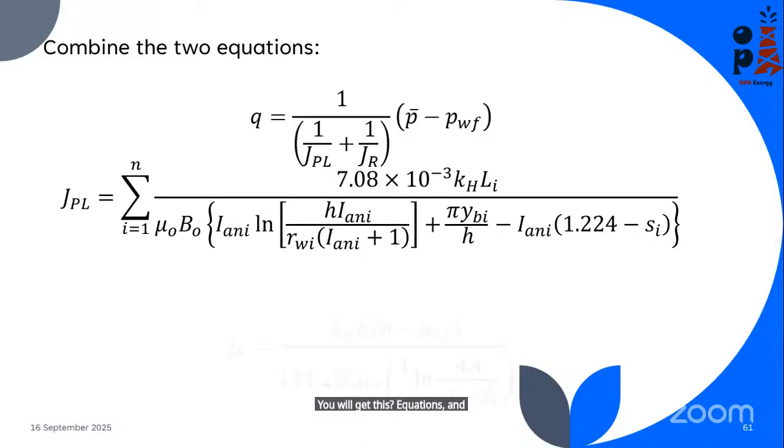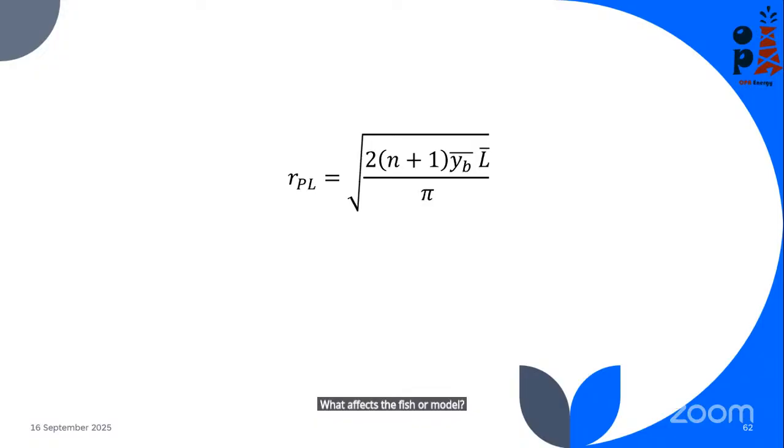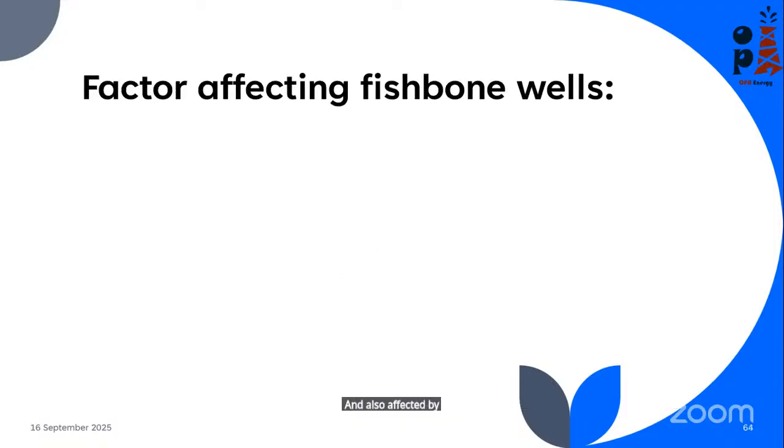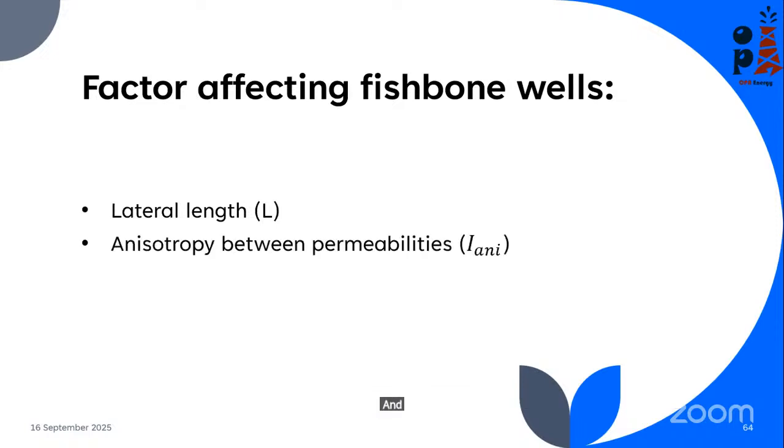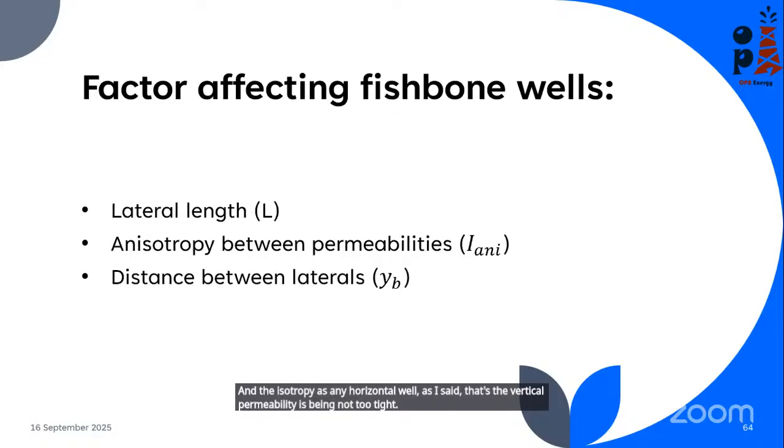You have to understand what affects the fishbone model. It is affected by the shape factor of the whole drainage area of the reservoir, and also by the individual distance between laterals and the isotropy, as with any horizontal well. As I said, the vertical permeability should not be too tight in this type of wells.